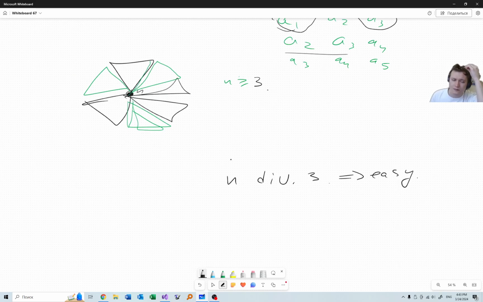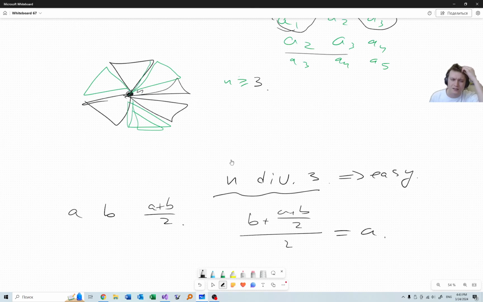Why is it easy? Because we can just take residues modulo n, and we can take like a, b, and 1 minus a minus b. And it's not possible. We can't have equal numbers here. No, it's not easy. Maybe we could have a plus b over 2. But then we want that b plus a plus b over 2 is again a. And this is not correct.